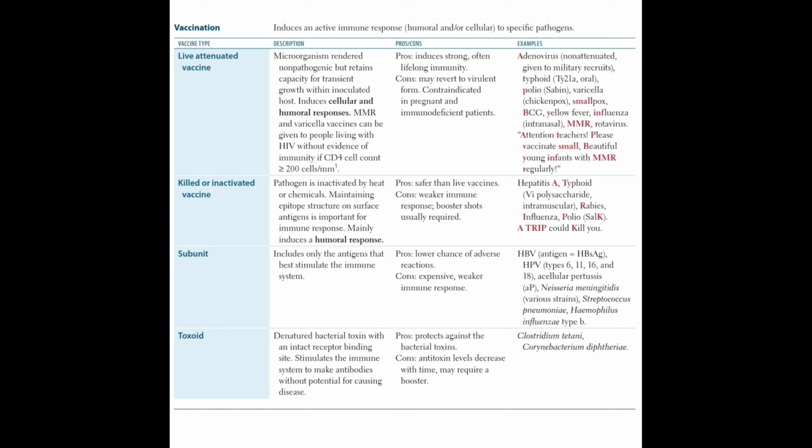So in this video we have discussed the different types of vaccination. We discussed the various vaccine types: live attenuated vaccine, killed or inactivated vaccine, subunit vaccine and toxoid vaccine, and similarly we discussed each one's description, pros and cons, and examples. So I hope you understood this video on vaccination.